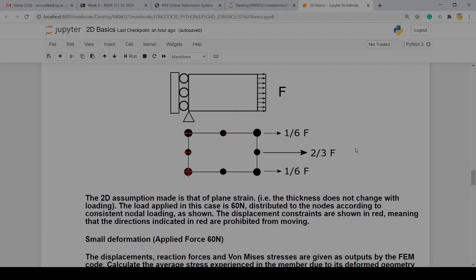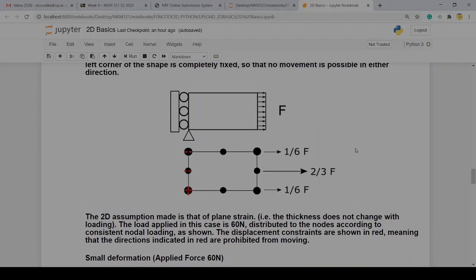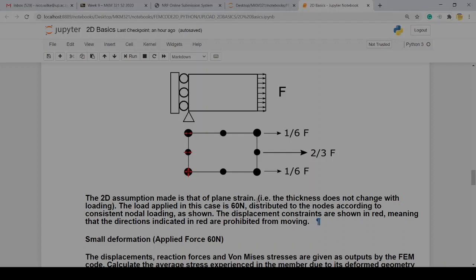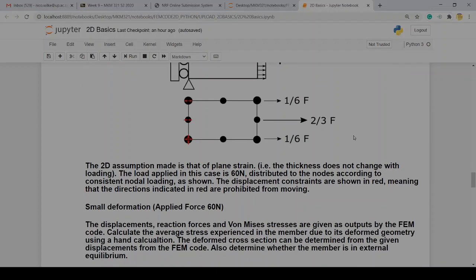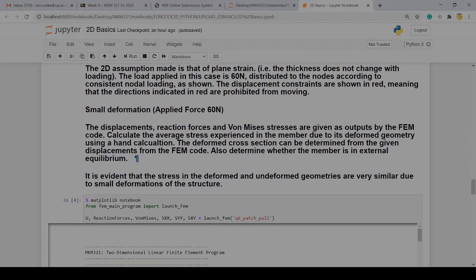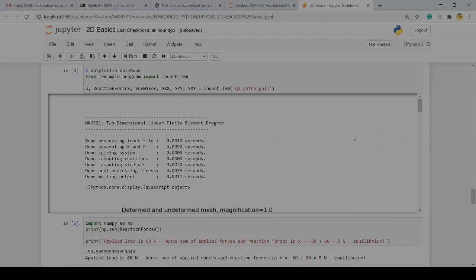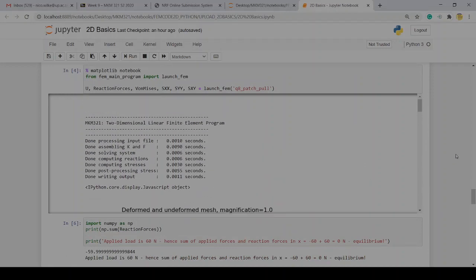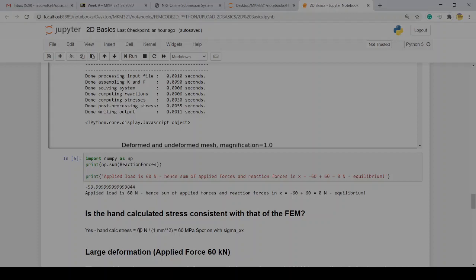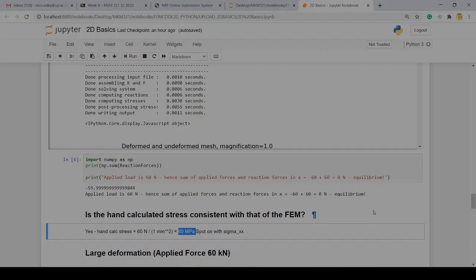Okay, so what we have is we apply here a load of 60 newtons, and now what you need to see is, if you apply a load of 60 newtons and divide by 1 millimeter squared, what do I expect to see in terms of stresses? Well, 60 newtons over 1 millimeter squared is 60 MPa. That's our expectation. Let's see what we see.